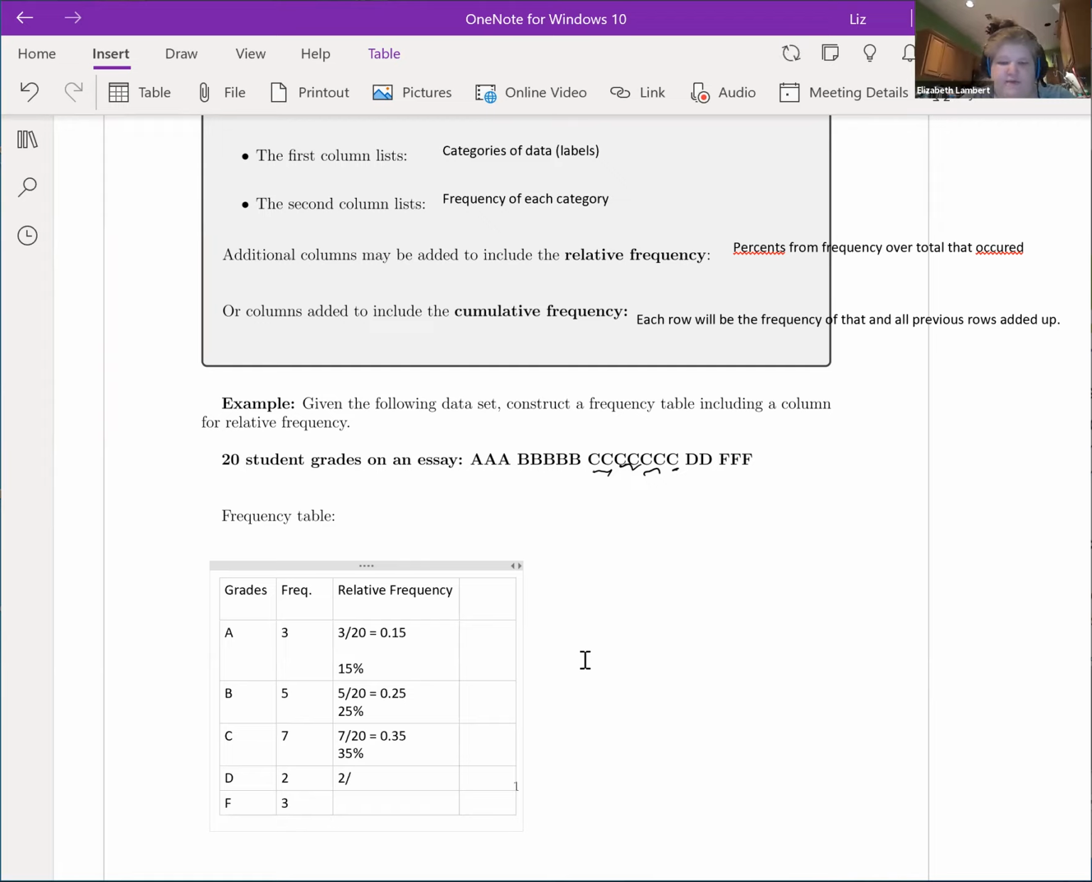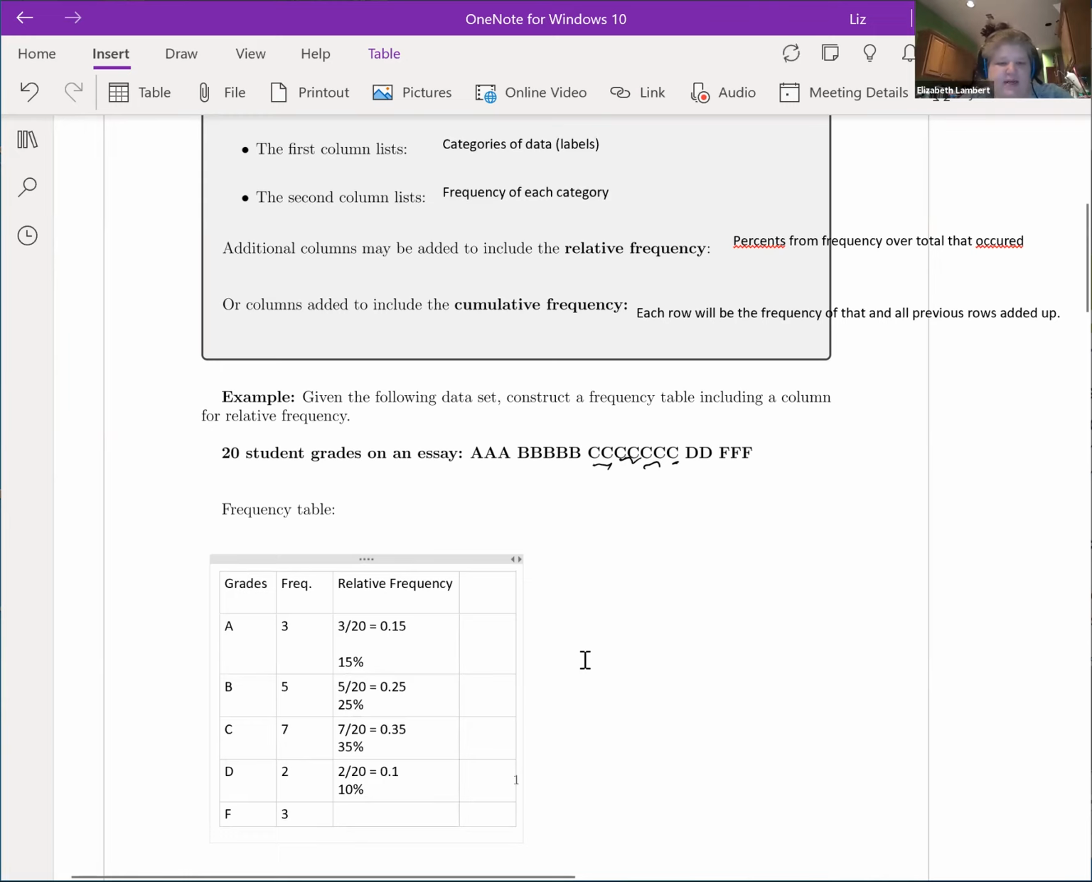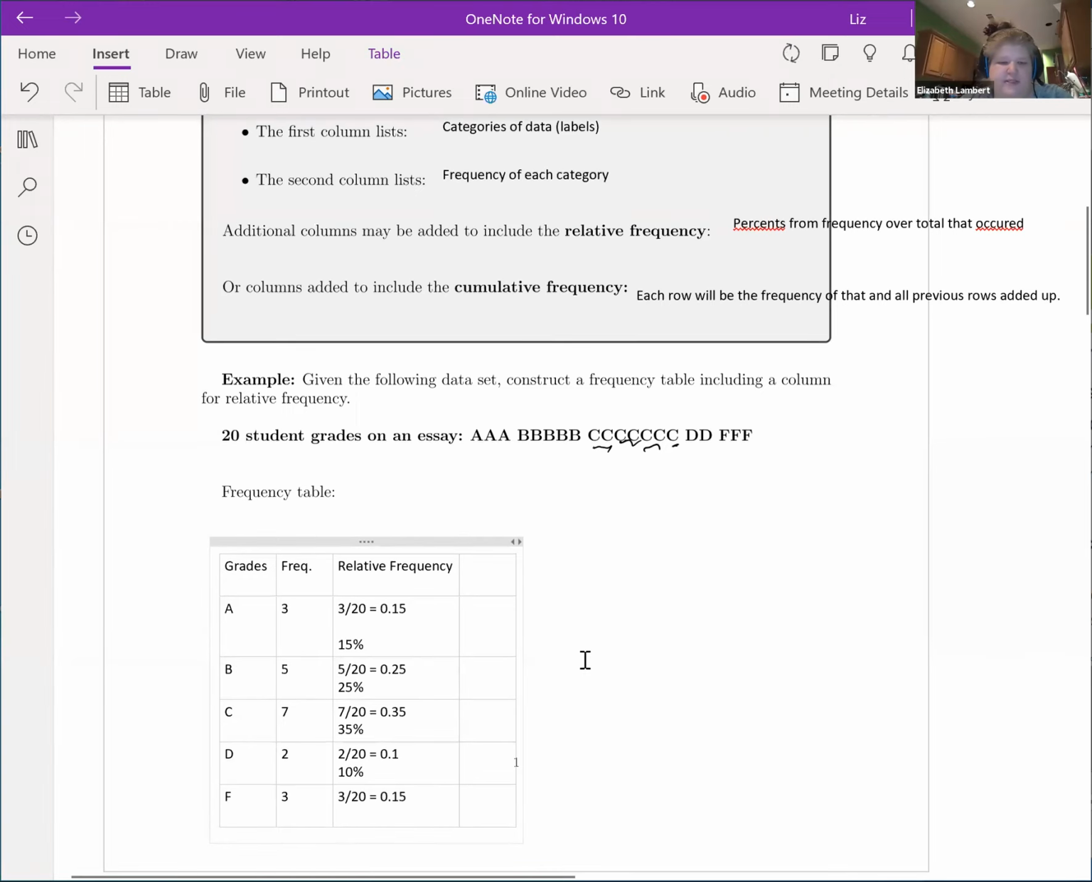And then 2 out of 20 is 1/10, 0.10. So 0.1 times 100 moves it twice. So this will be 10%, not 1%. And then another 3 out of 20 gives us another 15%. All right.